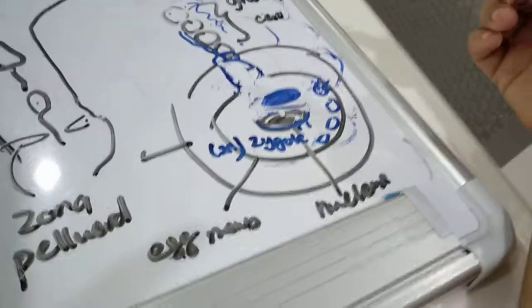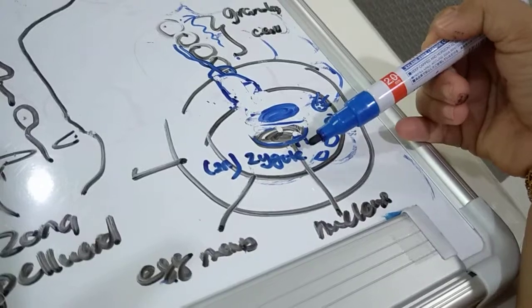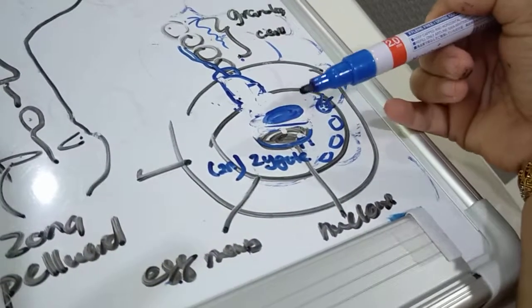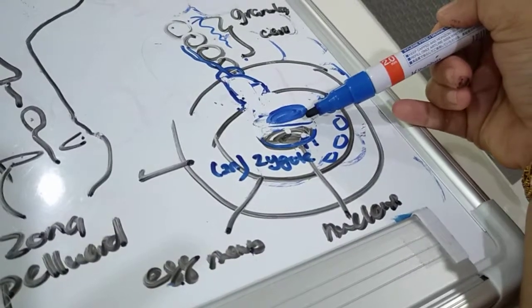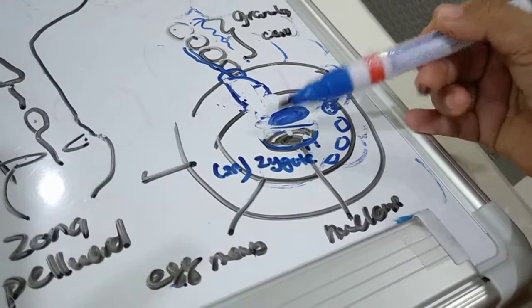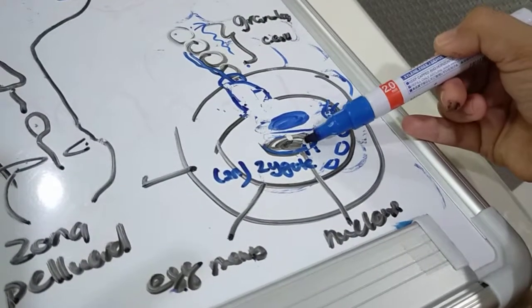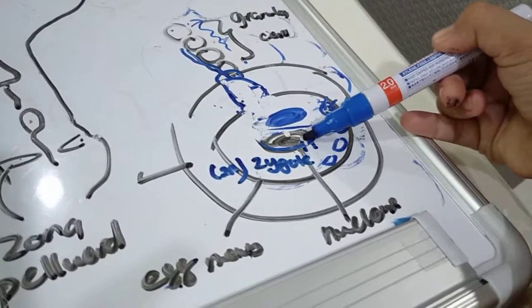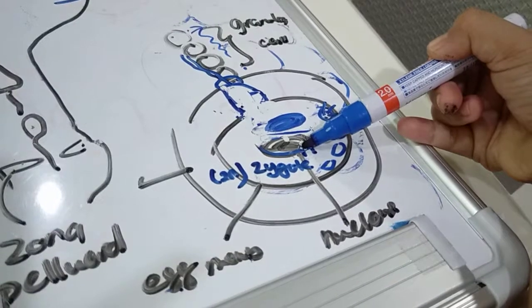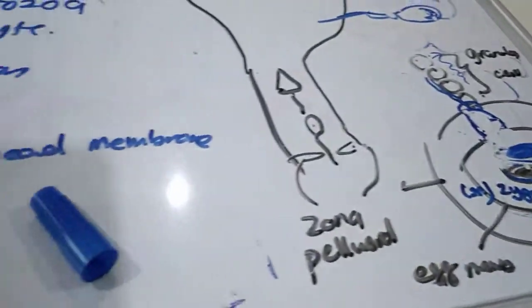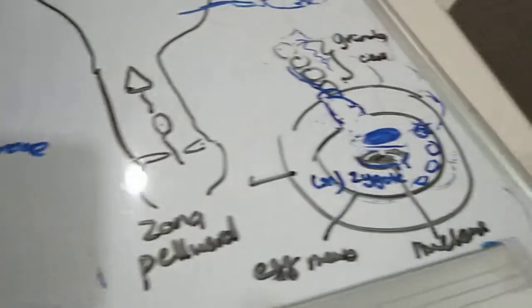Okay, secondary oocyte only completes meiosis 2 after being triggered by sperm. And this secondary oocyte is actually at metaphase 2. So once the nucleus of the sperm enters the egg cytoplasm, this secondary oocyte will complete meiosis 2 and become an ovum and produce a second polar body. But the second polar body will degenerate. Okay, now the last stage is cortical reaction.